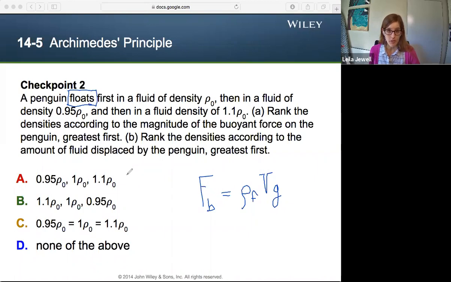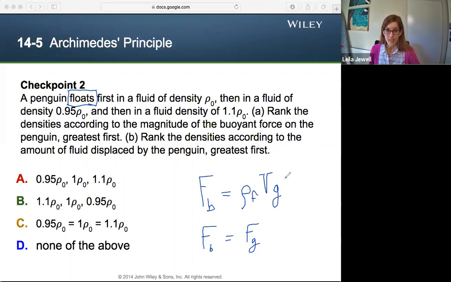If the penguin floats, we know not only is the buoyant force equal to the weight of the displaced fluid, the buoyant force is also just equal to the weight of the penguin. And guess what? How much is the weight of the penguin changing as it's moved from one fluid to another? It's not. So the buoyant force, because the penguin is floating in all three cases, is the same in all three cases. Then you might ask, well, what about this equation that we brought up? If the buoyant force is the same, how are we accounting for this difference in density? That's a great question. I'm glad you thought about that.